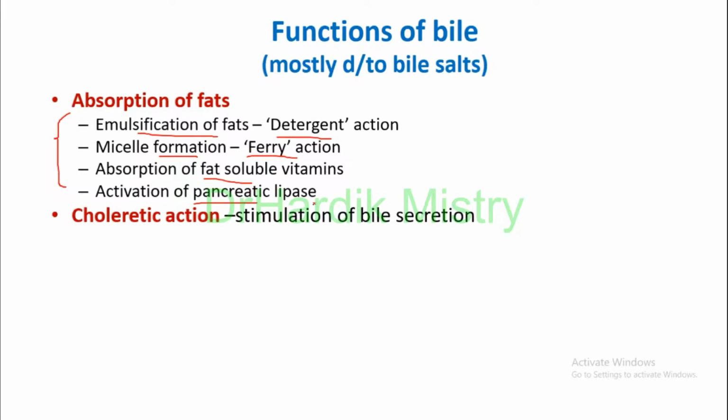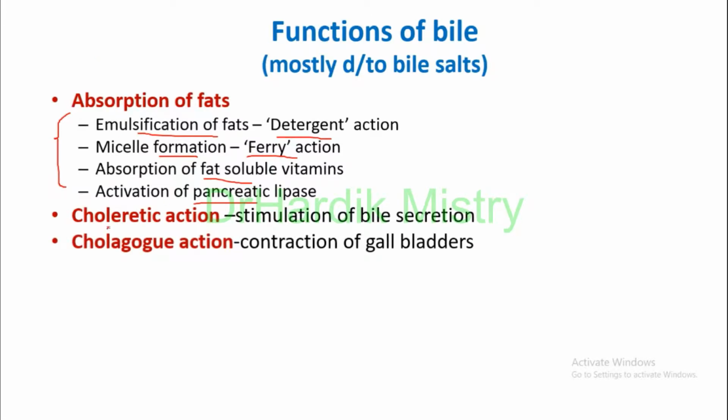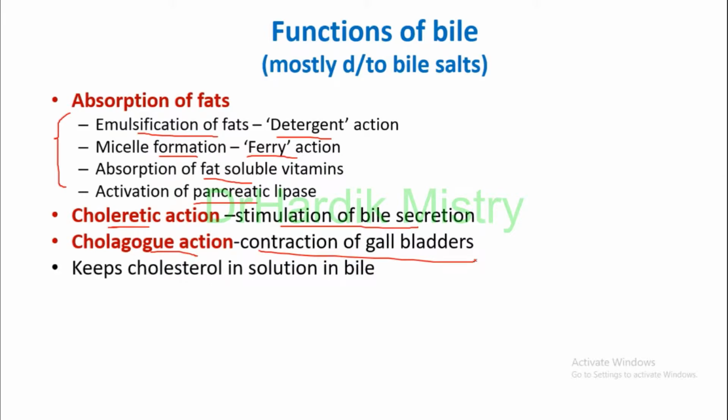Choleretic action. There are two words, choleretic and cholagogue. Choleretic action means stimulation of bile secretion, and cholagogue action means contraction of the gallbladder. These two are different words. There are certain substances which are some choleretic and some cholagogue. The choleretic substances stimulate the bile secretion, whereas the cholagogue substances cause the contraction of the gallbladder. It keeps the cholesterol in solution in the bile.